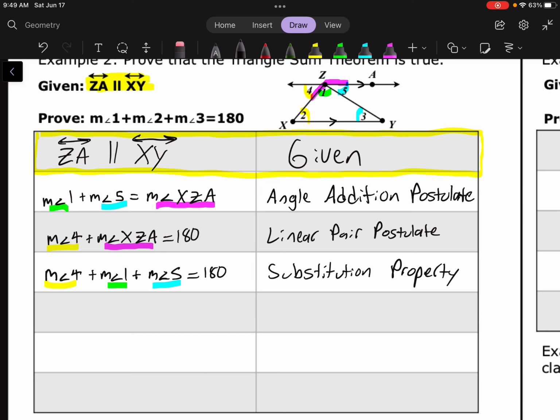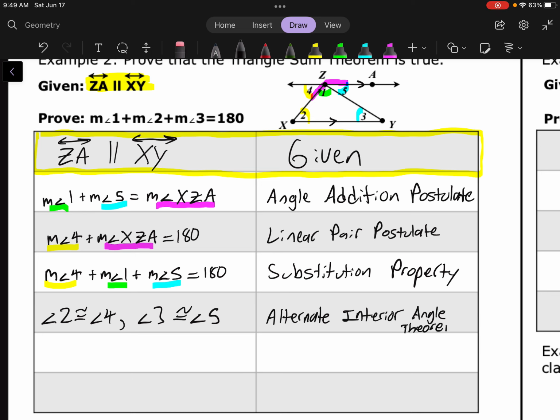So here's what we're going to do. To save some space, we are going to do a little combo here. I'm going to say that angle 2 is congruent to angle 4, and angle 3 is congruent to angle 5, because of the alternate interior angle theorem. So we've got those two angles being congruent.